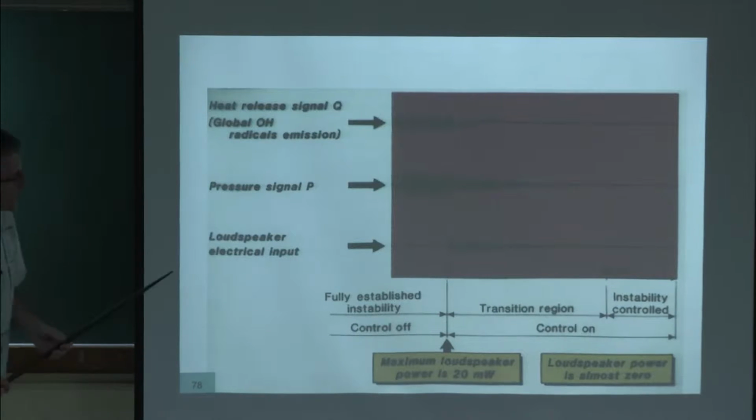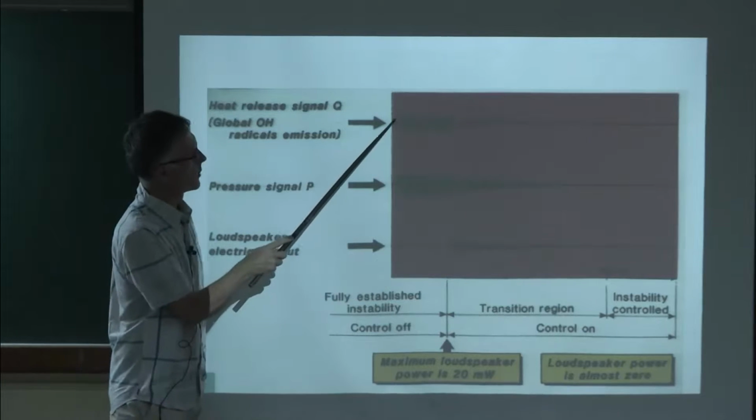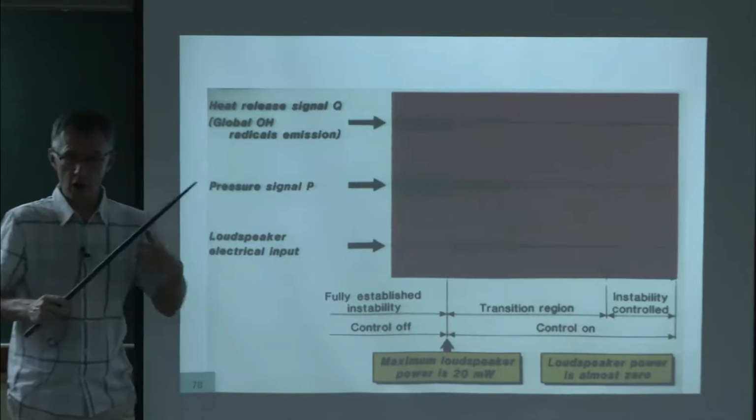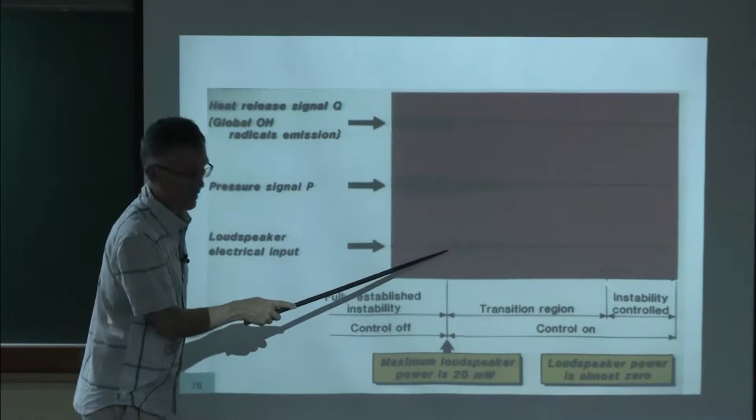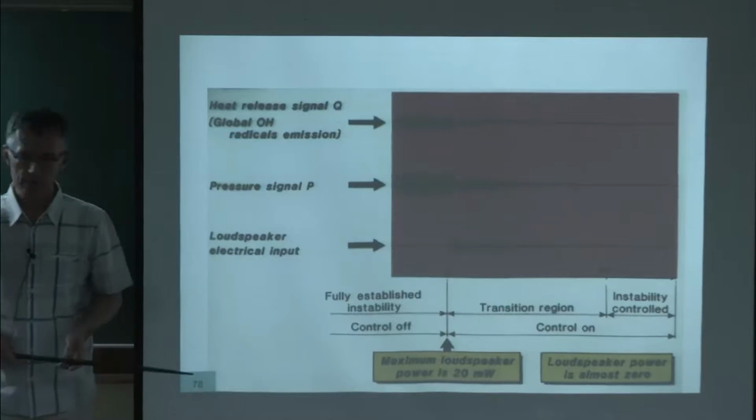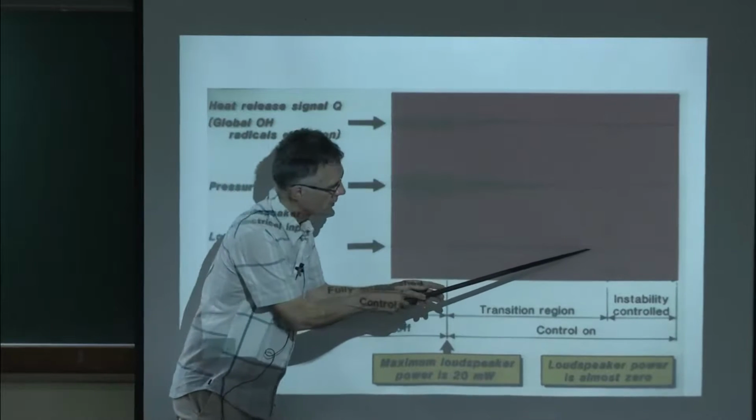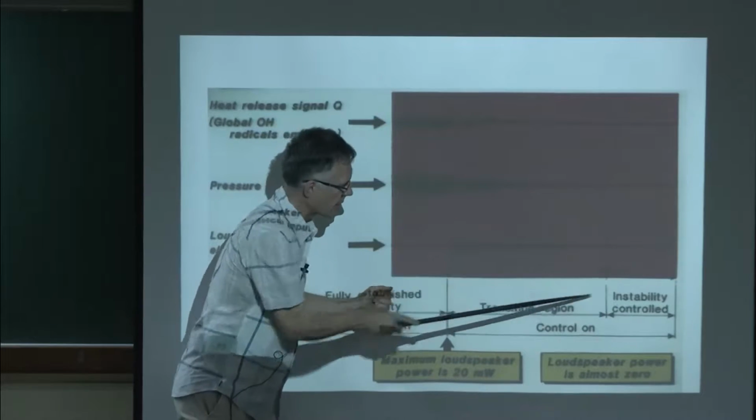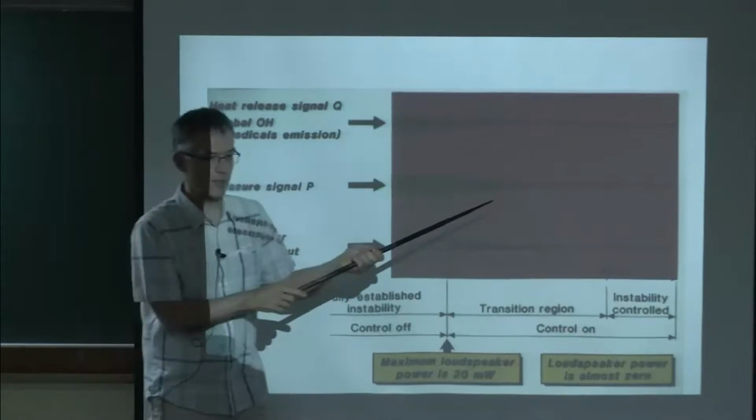So how does this system work? Do you see it here? Yeah, it's more or less okay. So this is time. This is the heat release, the unsteady heat release of the flame. This is the pressure. And at that time, we start the actuator. So you see that the actuator, the electric system, works and then goes almost to zero. And here, at the end, after 80 milliseconds, there is no noise at all, and the system is stable.